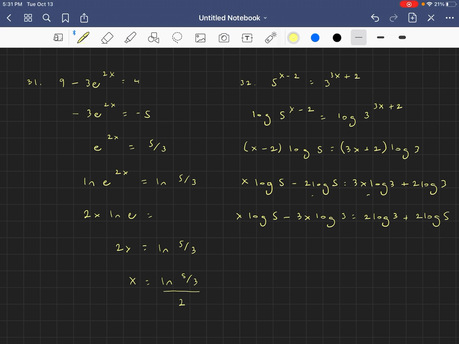I'm going to divide. I wish I could combine these, but I can't. I will factor out an x. And that's what I will divide by. So x is equal to the right-hand side, divided by what you see there in the parentheses. I like that problem.